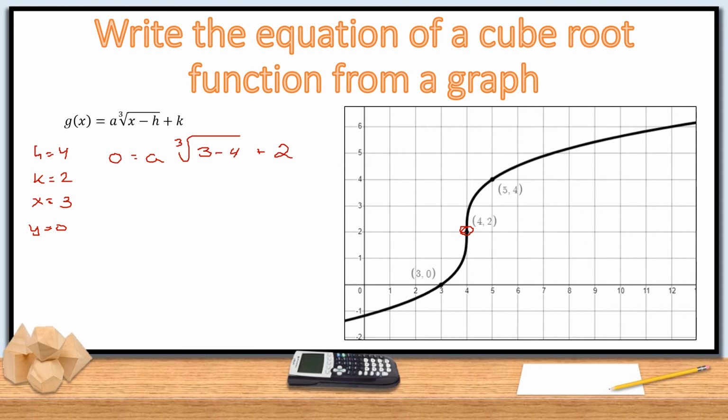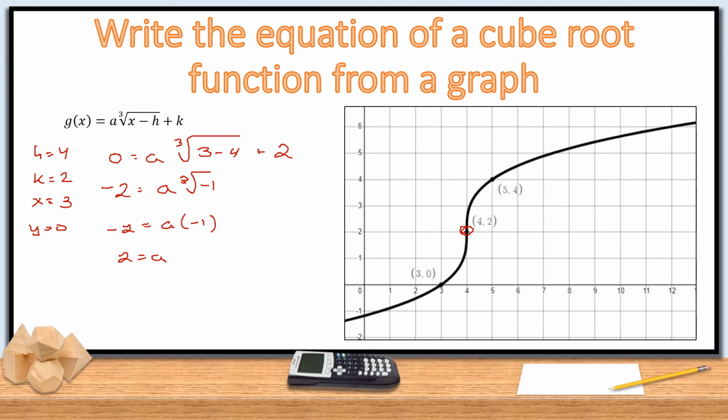All right, so we've got 0. I guess let's subtract that 2 from both sides. Start working this thing down. So minus 2 is equal to a times the cube root of -1. Now remember, you can do cube roots of negative numbers. So the cube root of -1 is just -1. So minus 2 equals a times -1. Divide by -1 on both sides. A is equal to 2.